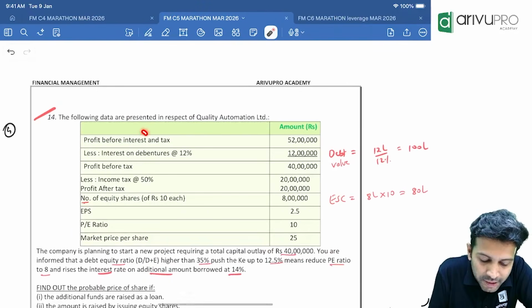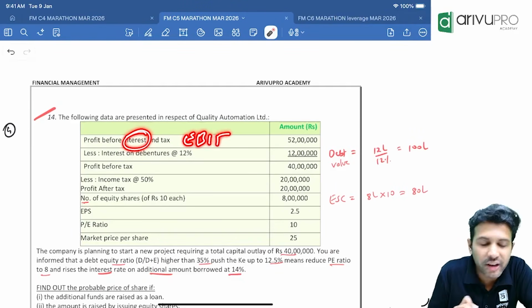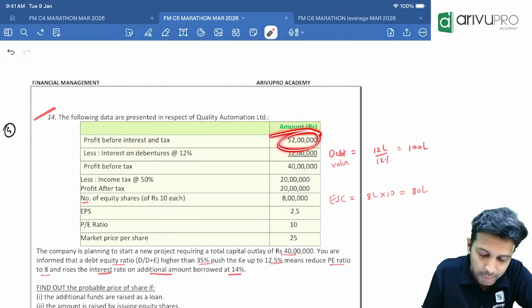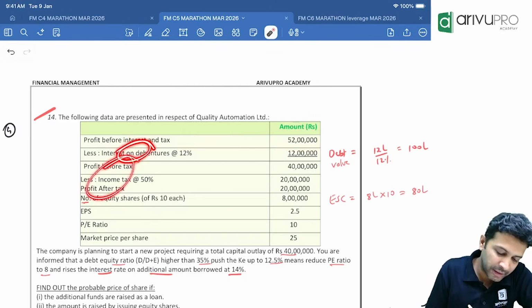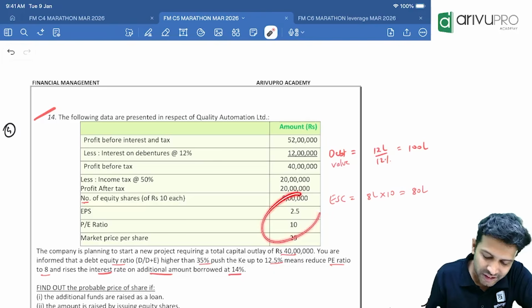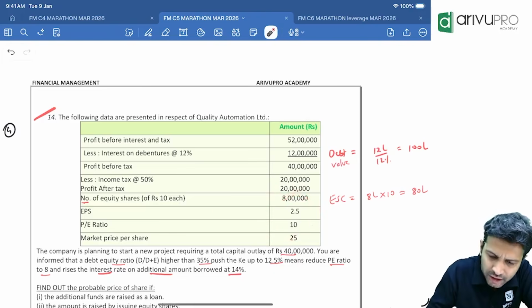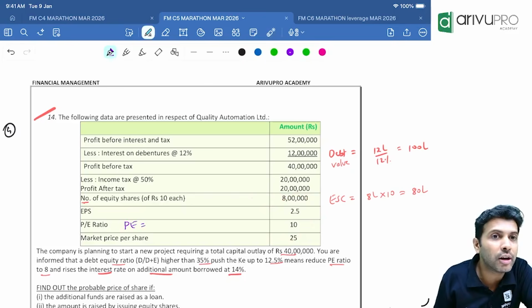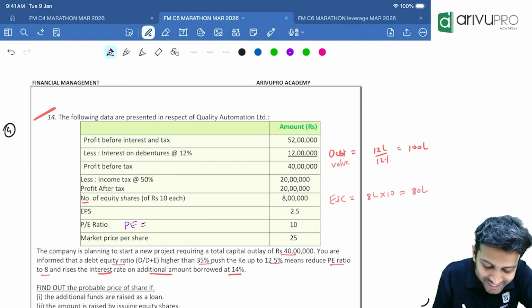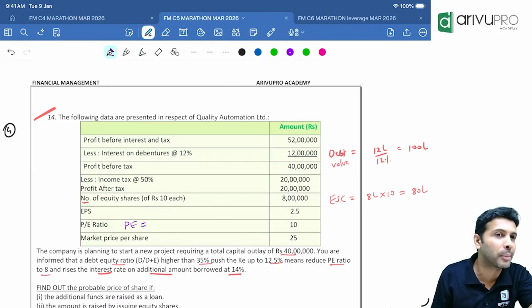Now, PBIT, you can call it EBIT or PBIT, one and the same. How much? 52 lakh. From that, they've reduced interest. PBT, they've got. EPS, they've got. P/E ratio. Sir, how do you get P/E ratio? Name only there is the formula. Price earning multiple. So it is nothing.